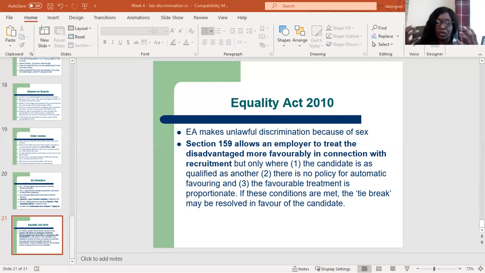In other words, I'm applying this to women. If they meet this and there's a tie break between a woman and a man, then the employer is allowed to treat them more favorably. The cases on the slide before, the EU cases, are actually dealing with this, so please go and read those cases for more detail. And then this is it for sex discrimination or gender inequality.